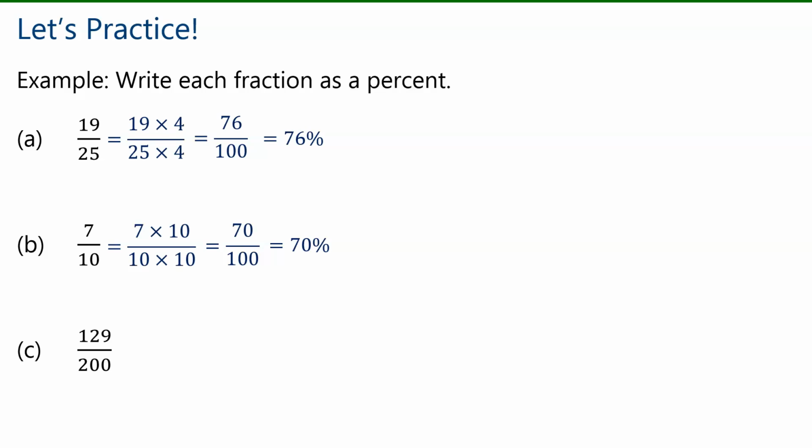Now for 129 over 200, to create an equivalent fraction over 100 here, we can divide by 2. So let's divide numerator and denominator by 2 to give us 64.5 over 100. Now as a percent, this would be 64.5%.